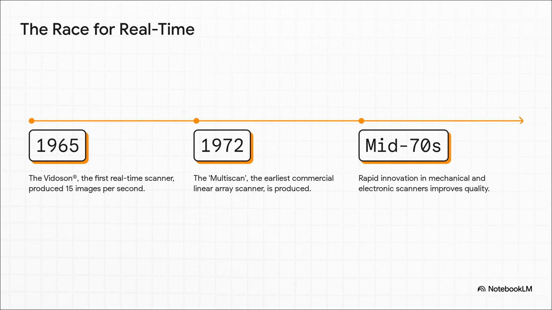And man, as you can see from this timeline, once the race for real time started, things accelerated like crazy. It began with these clunky mechanical scanners in the mid-60s that could churn out maybe 15 frames a second. But then, by the early 70s, you had electronic arrays that got rid of all the moving parts, and from there, the pace of innovation just exploded. It was a wild time.